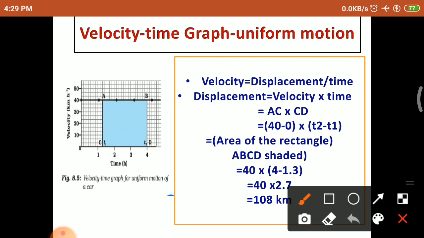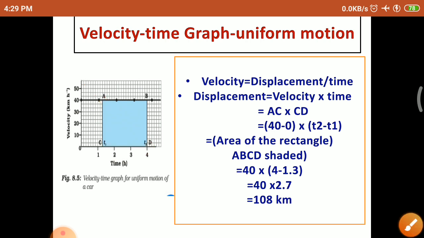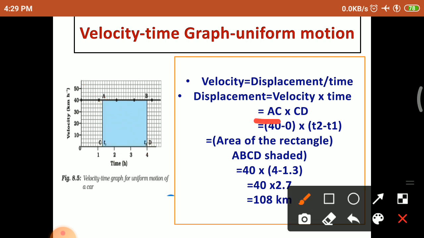And see here, the velocity value is AC, the initial velocity and final velocity. And CD is the time, final time and initial time. So I wrote the velocity equals AC, because velocity is represented on the y-axis, and time is on the x-axis, so I wrote CD.